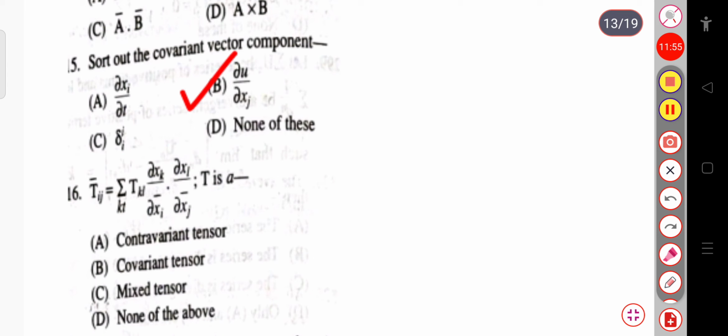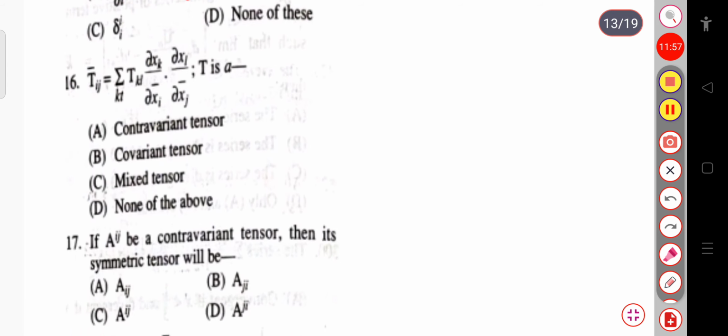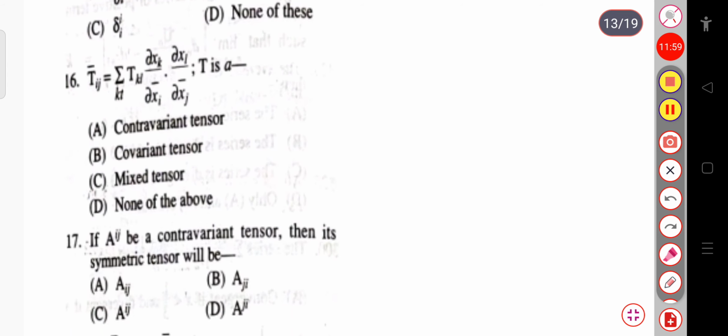Okay. Now the next question is, Tij bar equal to sum over k, l of Tkl dou xk divided by dou xi bar into dou xl by dou xj bar. So that T is a contravariant tensor or covariant tensor or mixed tensor or none of this. So simply these indices are written in the subscript. So it is simply a covariant tensor. Okay. And this is of rank 2.